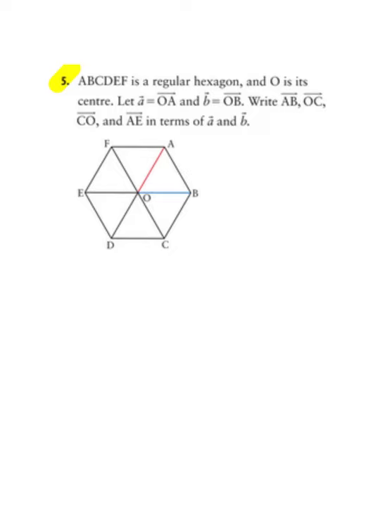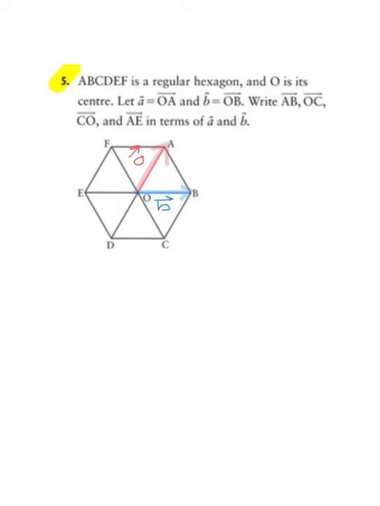Question says that A, B, C, D, E, F is a regular hexagon and O is its center. Let vector A equal OA. So we know that this vector right here is vector A. It's important that we note that the tail is at the O and the head is at point A. And we're going to say the same thing. It says that vector B is OB. So vector B looks like this.